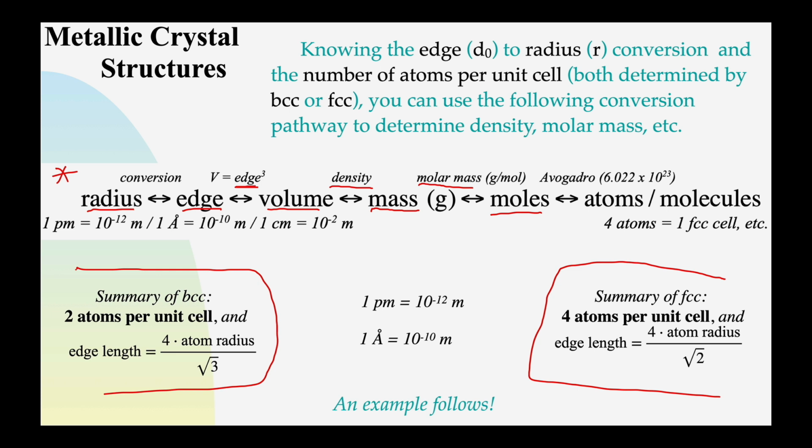In addition to those two things, there are some new types of units we need to introduce. In crystallography, a picometer is a convenient unit to use when talking about radii and edges. A picometer is another metric prefix, pico, which is 10 to the minus 12, so a picometer is 10 to the minus 12 meters. Remember that a nanometer in Chem 221 was 10 to the minus 9 meters. This is an even smaller unit of measurement.